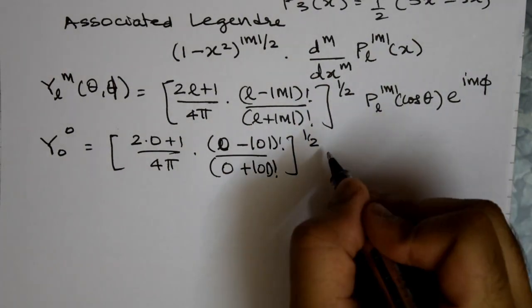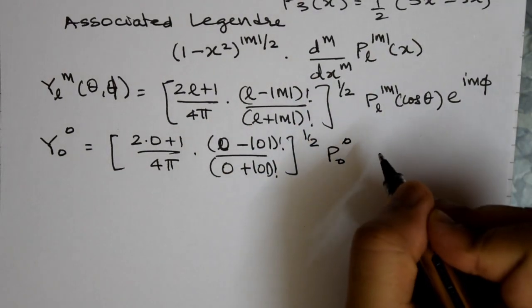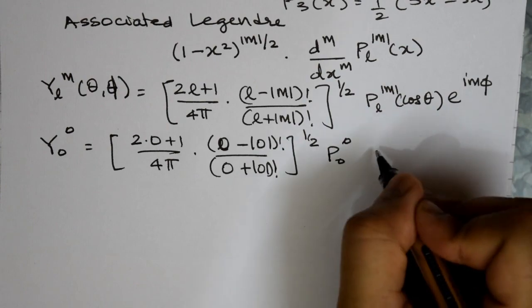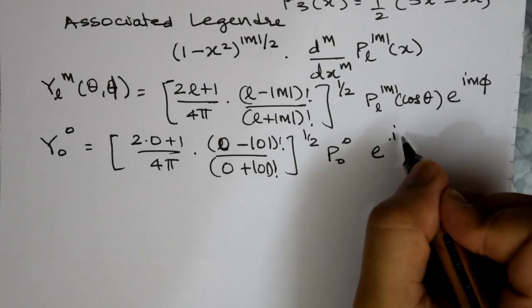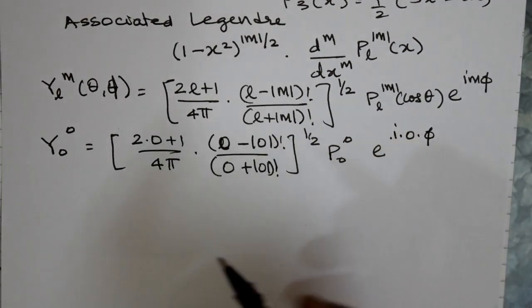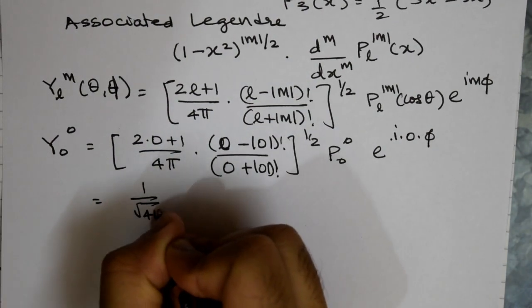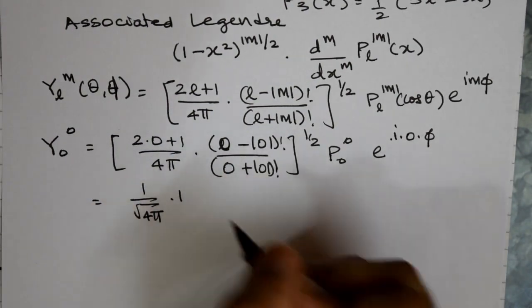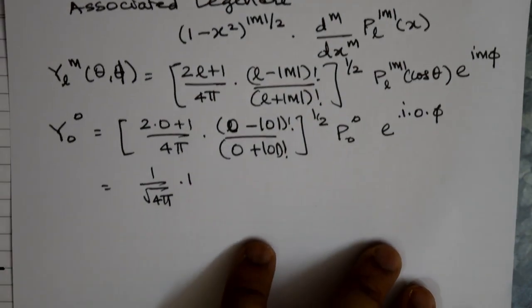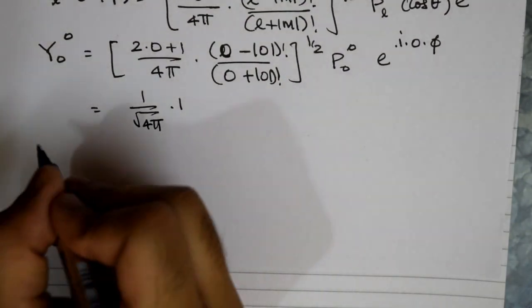And we know for a fact that P 0 of 0 is nothing but 1, right? And e power i times 0 times phi, because m is also 0. So this will result in 1 over square root of 4 pi times 1. So that is your first spherical harmonic solution.